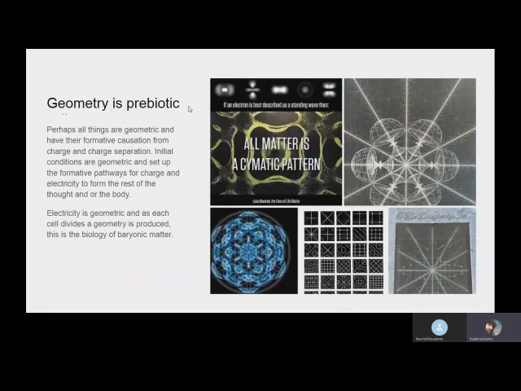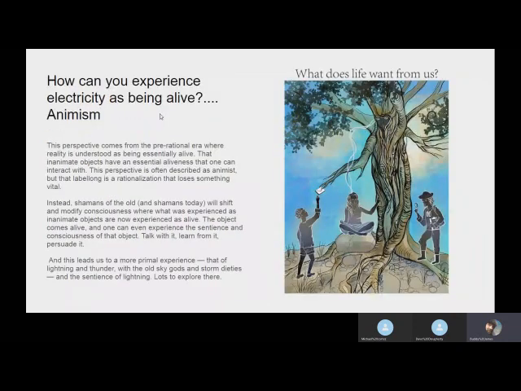Geometry is prebiotic. Perhaps all things are geometric and have their formative causation from charge and charge separation. Initial conditions are geometric and set up the formative pathways for charge and electricity to form the rest of the thought and or the body. Electricity is geometric, and as each cell divides, a geometry is produced. This is the biology of baryonic matter.